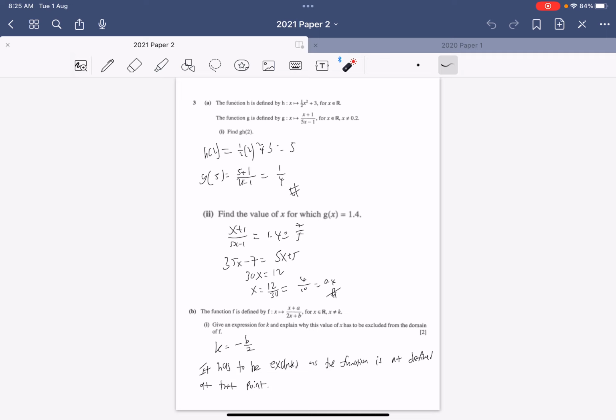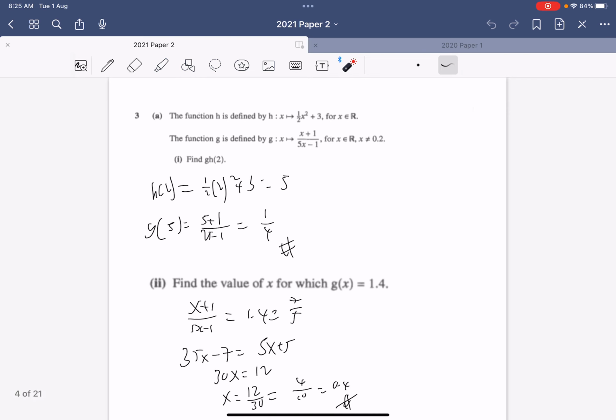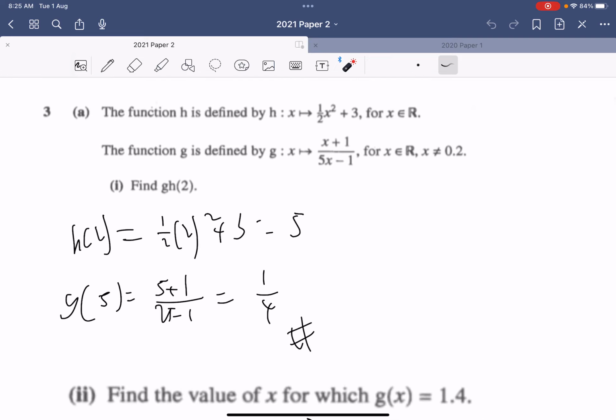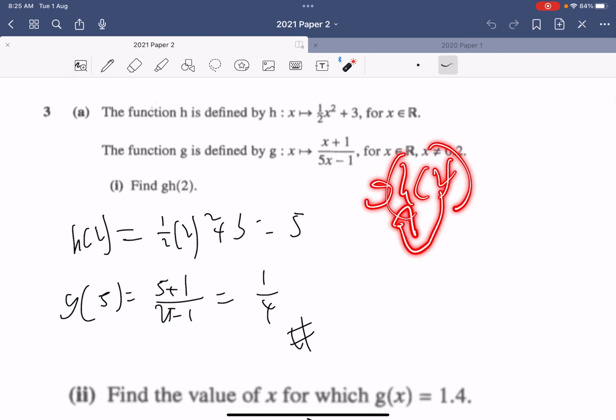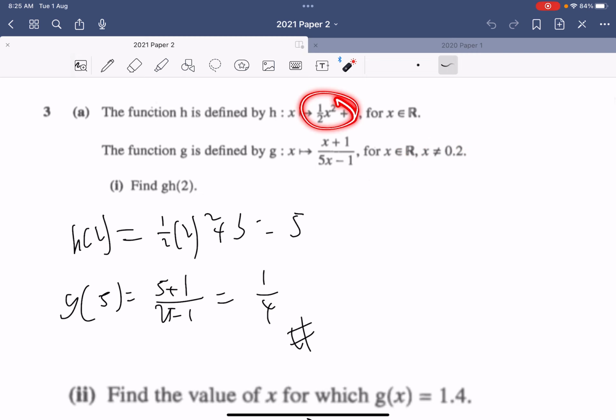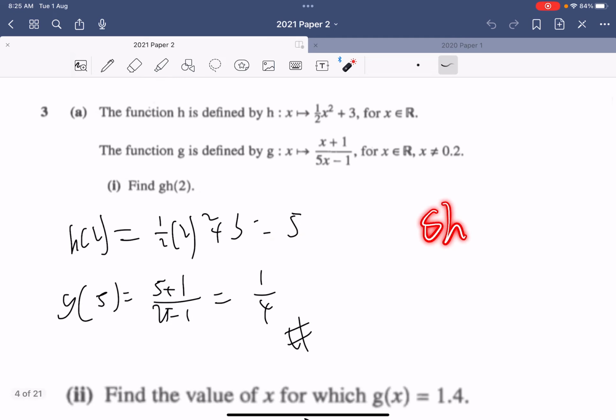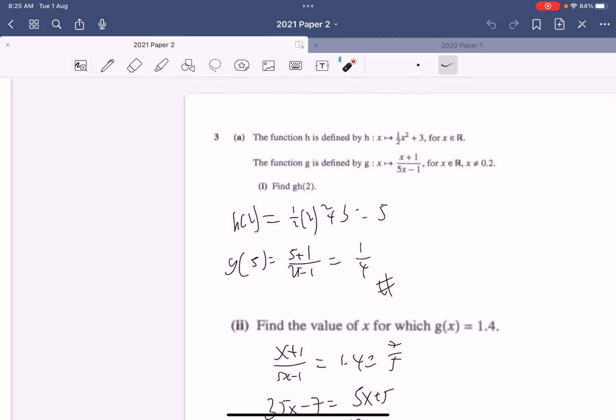For part 3, it just tests you on your ideas of functions, and we're given a g and h, and we're supposed to find the composite at x equals to 2. So very simply, gh, you first sub 2 into the function h, then sub that value into g. So just sub into h and you get 5, then g5 is 1/4. So gh2 has to be 1/4.